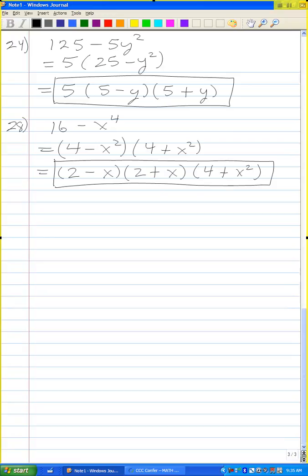Let me do problem number 30. 16x squared minus 9y squared. And so this is the difference of squares. Square root of 16x squared is 4x. Square root of 9y squared is 3y. Times, well, the same thing, except change minus to a plus.